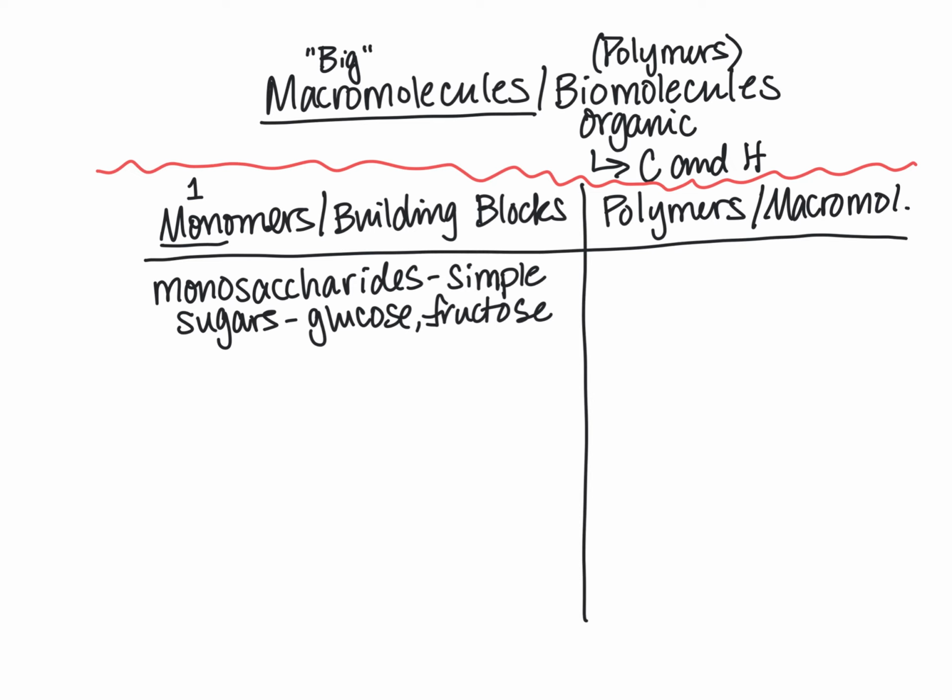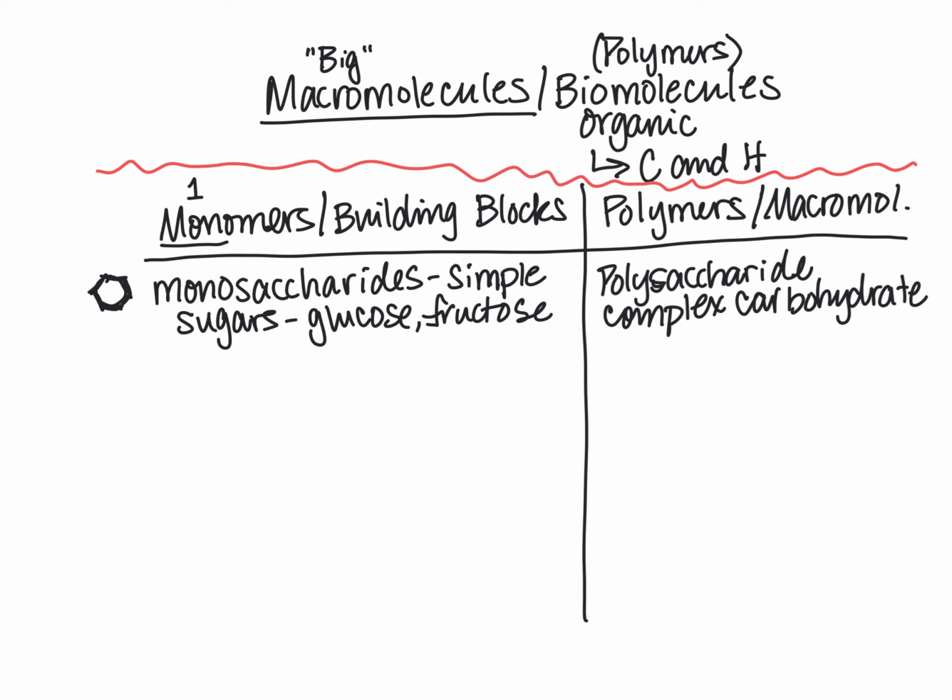And when they are stuck together, think of these as individual rings. They actually look kind of like a little hexagon. Their molecular formula does. So imagine that these are little rings, and then the polymer is going to be a polysaccharide, also known as a complex carbohydrate. And it just consists of multiple monosaccharides bonded together.